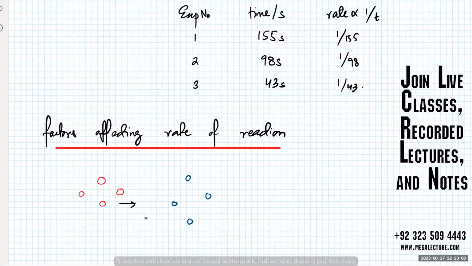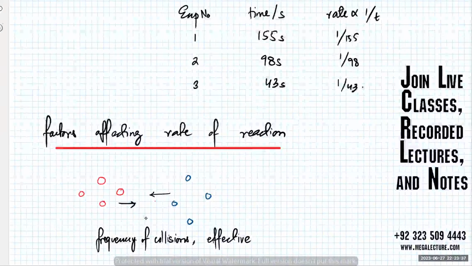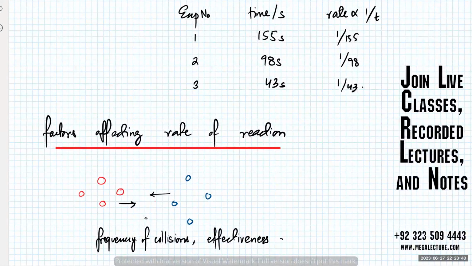These particles are colliding with these particles, and if they collide with sufficient force, which is the activation energy, that will result in the breaking of old bonds and new bonds being formed, right? So it all depends on the frequency of collisions, and on the effectiveness of the collisions. If the collisions are very energetic, if they have sufficient kinetic energy, then a reaction is more likely to happen. So there are two factors involved.